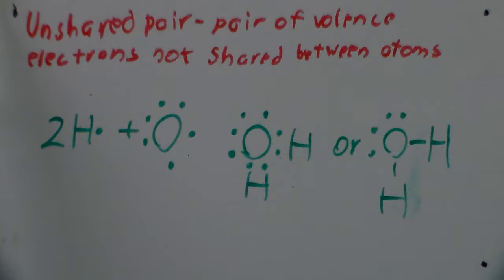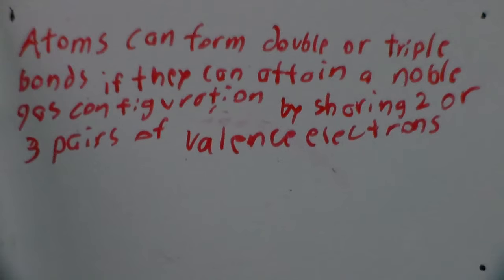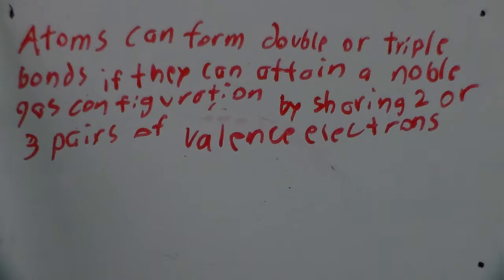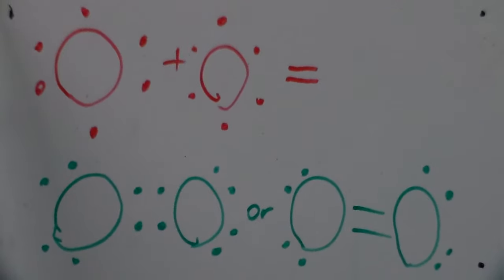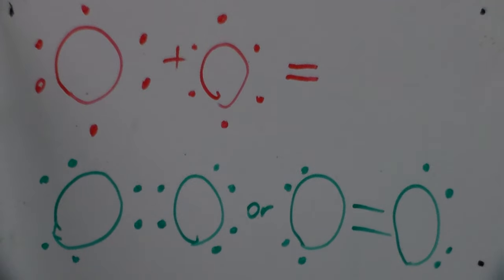So then you get the other examples, the ones that I drew after the 2H plus O. Atoms can form double or triple bonds if they can attain a noble gas configuration by sharing two or three pairs of valence electrons. Here we have an example of a double bond configuration where you have two oxygen atoms, and because together they don't form 8, they need to merge together and move some of their valence electrons around to get that configuration.